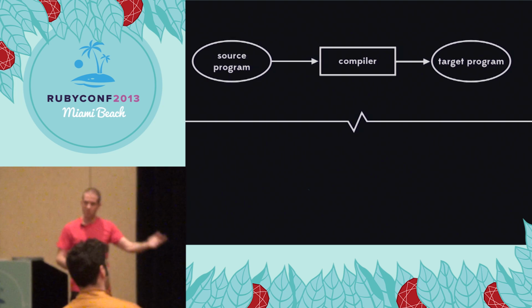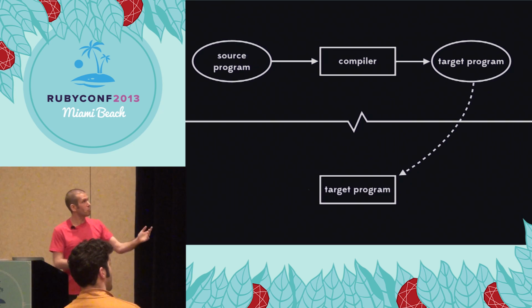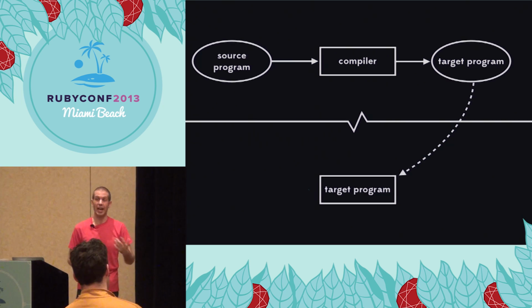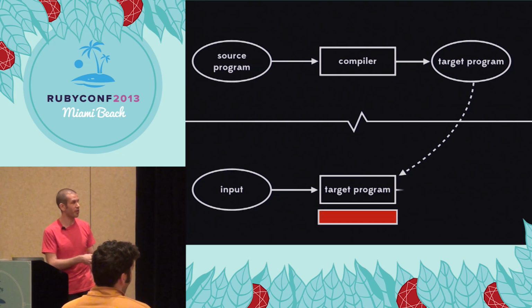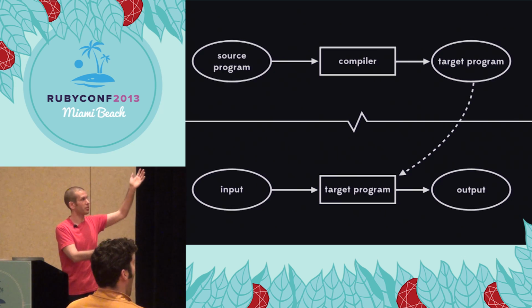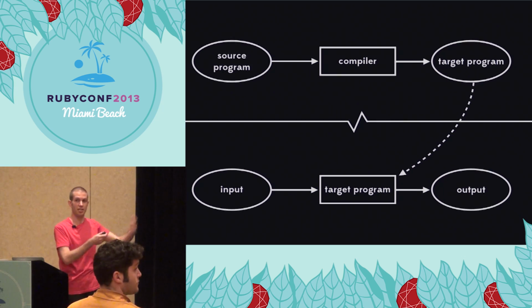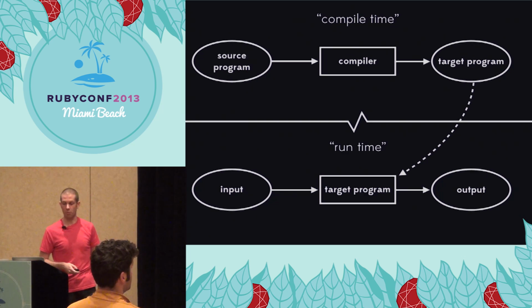And then later on, at a different time, you can take the target program, which was just data when the compiler emitted it, and put the target program inside a machine and run it. And that's when you provide the input to your program, and then your target program runs and you get the output out. So we've still achieved the same thing as with an interpreter, but now it's been staged in two pieces. And the first piece is what we call compile time, and the second piece is what we call runtime.